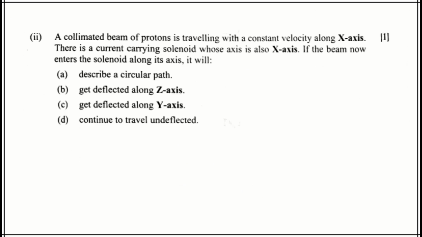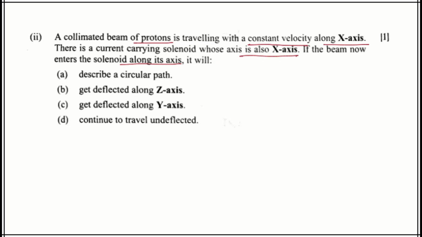Next question. Second question. A collimated beam of protons is traveling with a constant velocity along x-axis. There is a current carrying solenoid whose axis is also x-axis. If this beam now enters the solenoid along its axis, it will describe a circular path, option A. Option B, get deflected along z-axis. Option C, get deflected along y-axis. And option D, continue to travel undeflected.